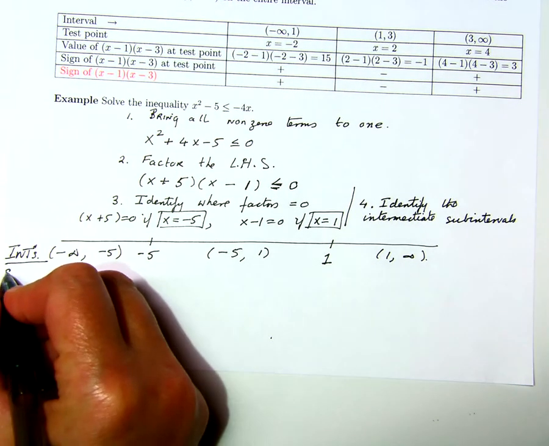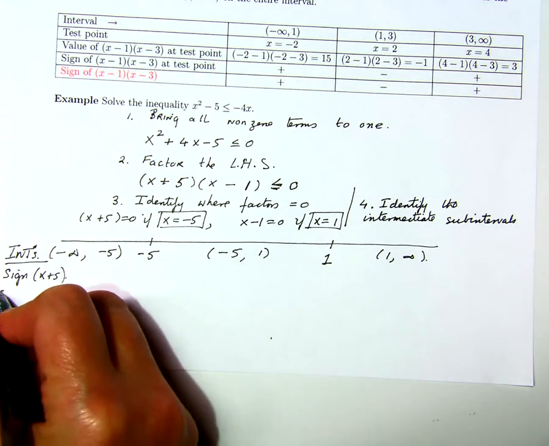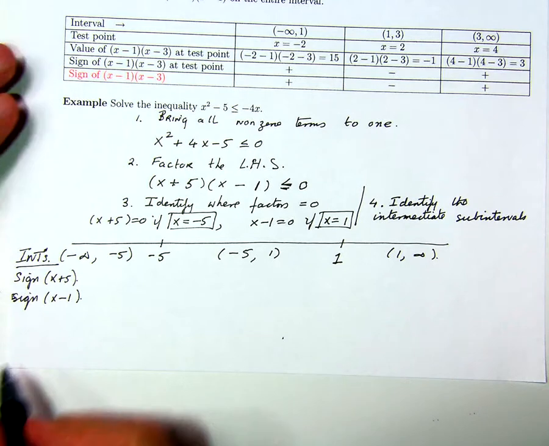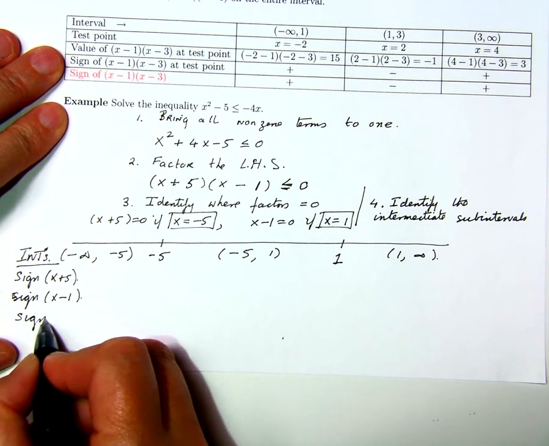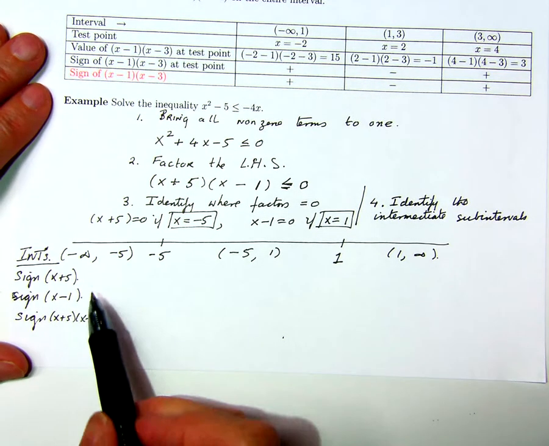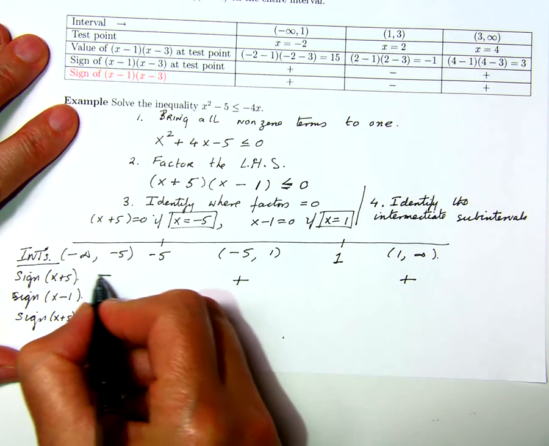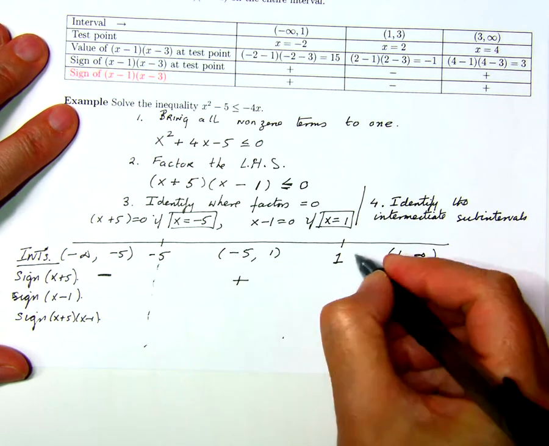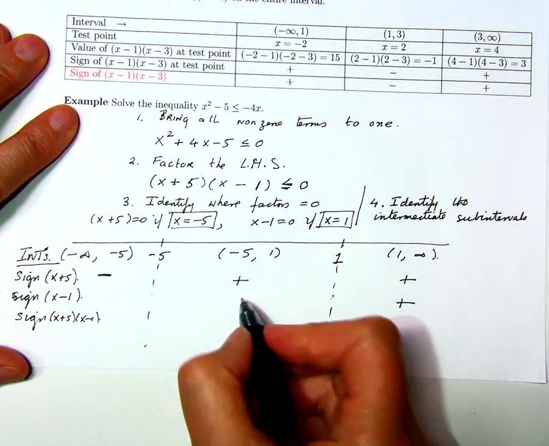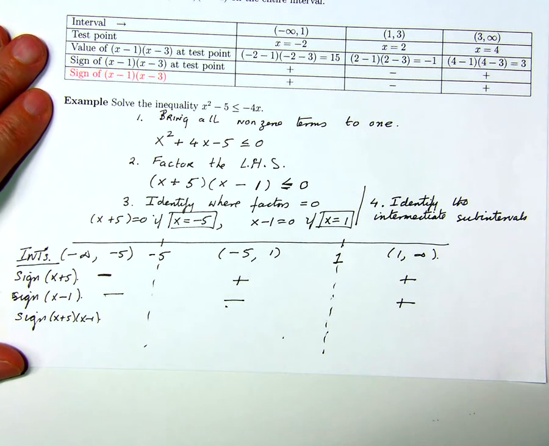And now we check the sign of each factor. So we'll check the sign of x plus 5 on each subinterval, and the sign of x minus 1 on each subinterval, and this will tell us the sign of their product, x plus 5 times x minus 1 on each subinterval. So x plus 5 is going to be positive for x bigger than minus 5 and negative for x less than minus 5, and x minus 1 is going to be positive for x bigger than 1 and negative for x less than 1.